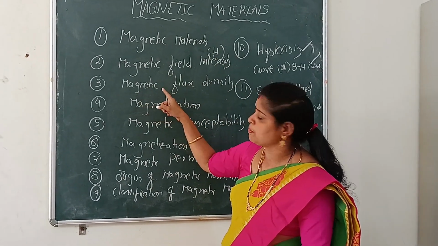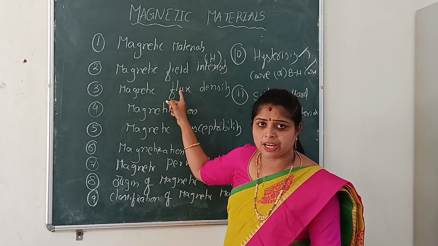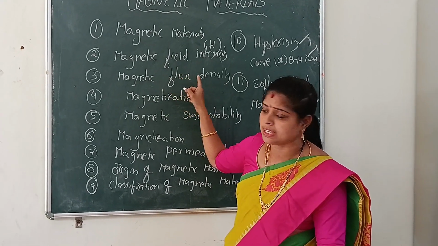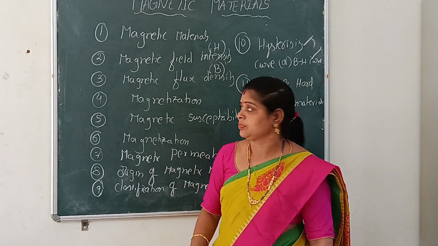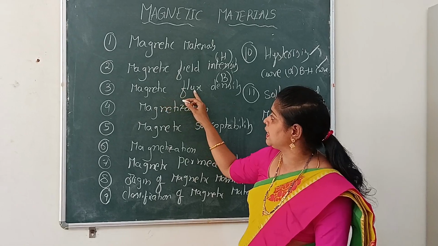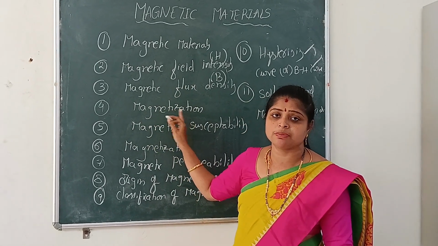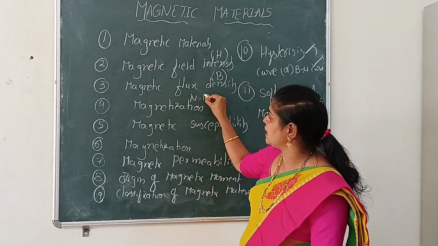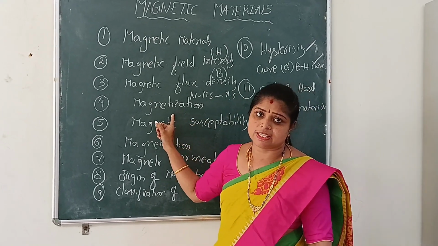And next one is magnetic flux density. Flux means the number of lines of force; the number of lines of force passing through unit area is called magnetic flux density, which is denoted as B. So we can identify B as magnetic flux density. And next one is magnetization. What is meant by magnetization? The process of converting a non-magnetic substance into a magnetic substance is called magnetization.